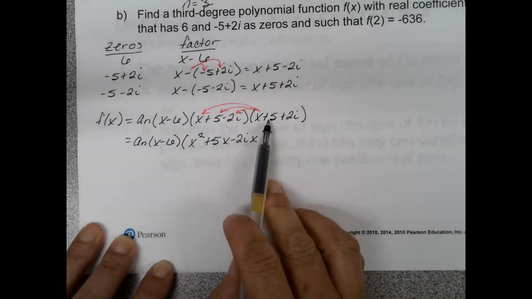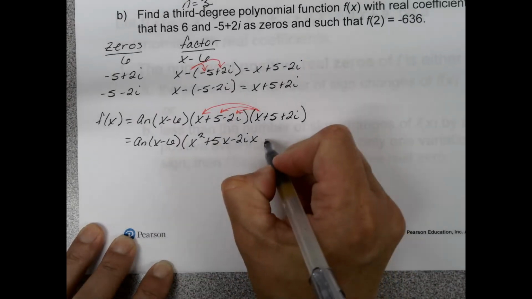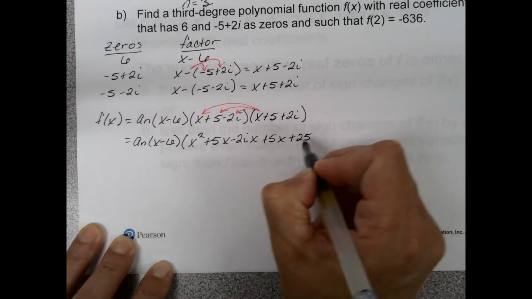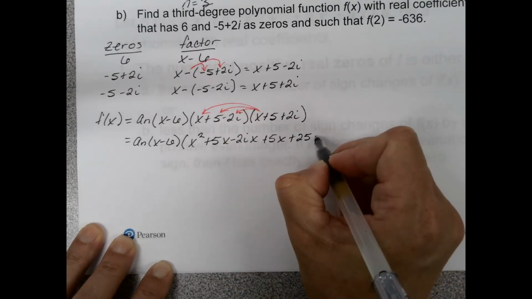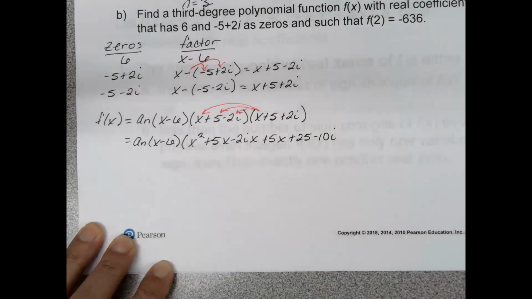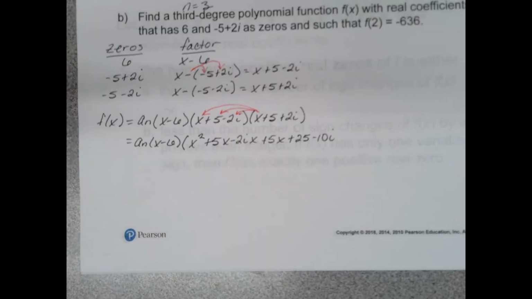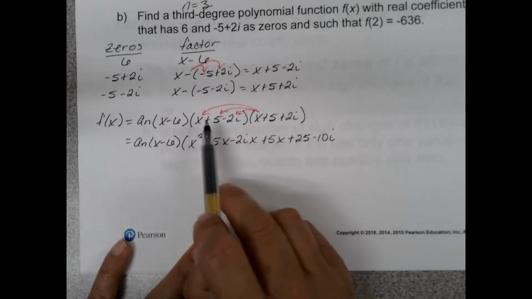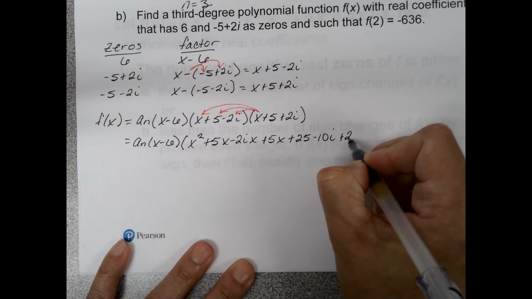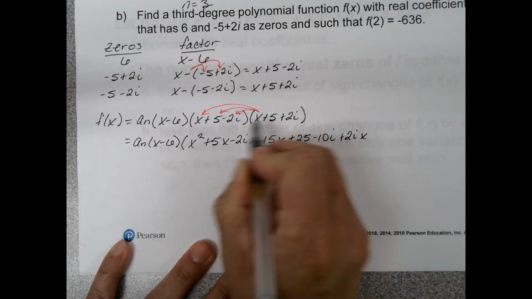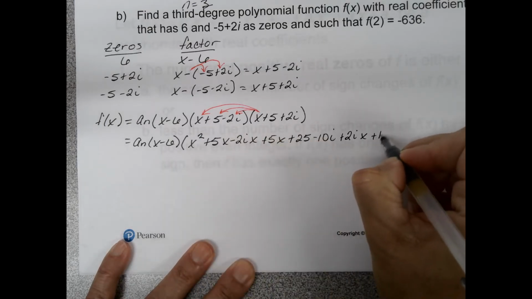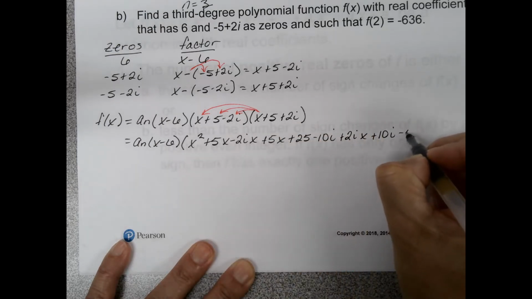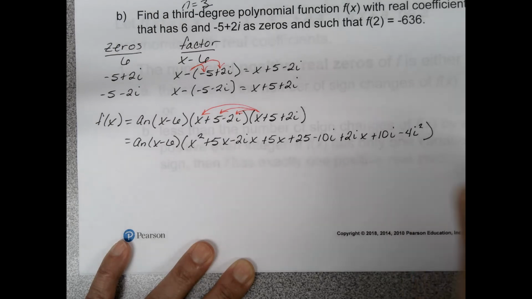I do the same thing with the 5. 5 is going to multiply by x to give me 5x. 5 multiplies by 5 to give me 25. 5 multiplies by negative 2i to give me a negative 10i. And I'm done with the 5. Now I take the 2i. 2i multiplies by x to give me a positive 2ix. 2i multiplies by 5 to give me a positive 10i. 2i multiplies by a negative 2i to give me a negative 4i squared.